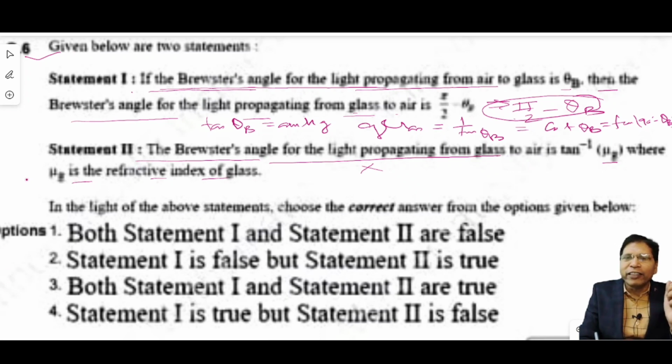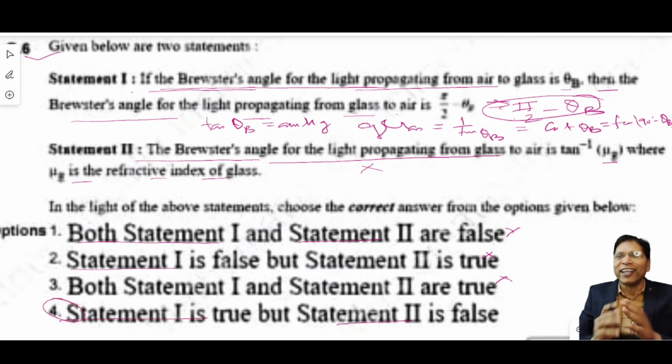Now look at this. Both statement 1 and 2 are false? No. Statement 1 is false? No. Both statements true? No. Statement 1 is true and 2 is false. So option 4 is correct.